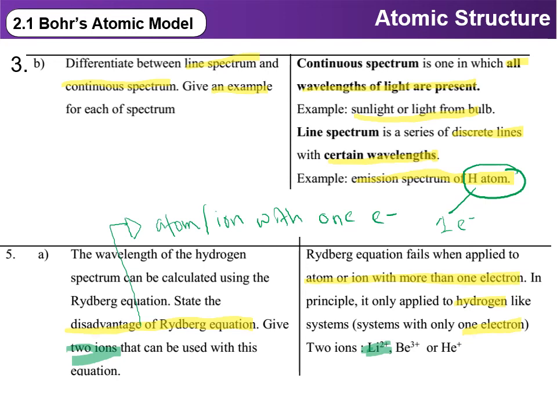Same case for beryllium. It has 4 electrons, so after donating 3 electrons, beryllium 3+ has only 1 electron left. Same case for helium plus. Helium has 2 electrons, so after donating 1 electron, only 1 is left.